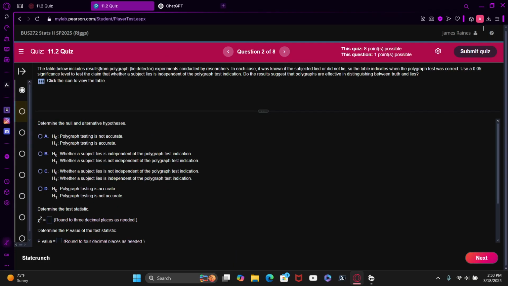The table below includes results from polygraph lie detector experiments conducted by researchers. In each case, it was known if the subject lied or did not lie. So the table indicates when the polygraph test was correct. Use a 0.05 significance level to test the claim whether a subject lies is independent of the polygraph test indication.